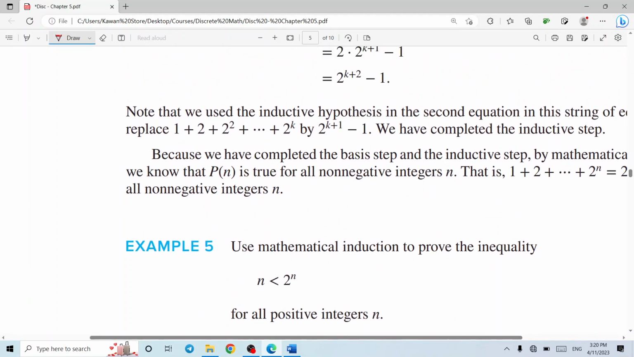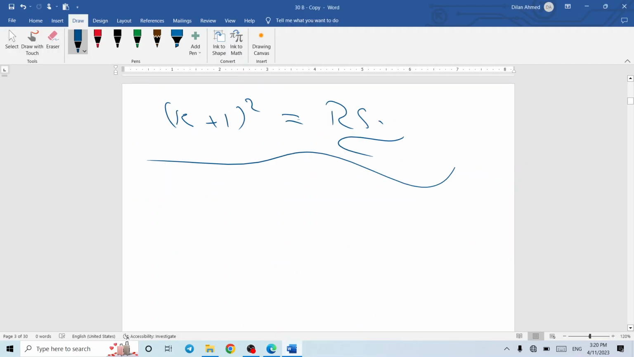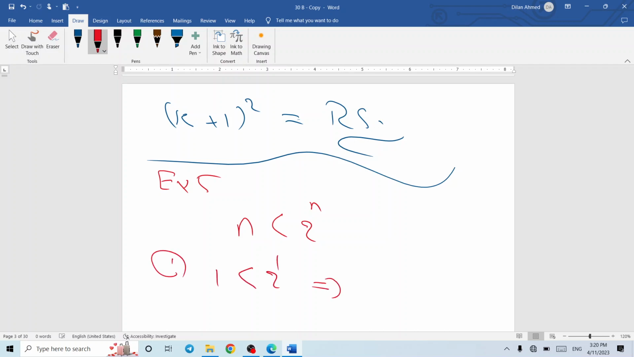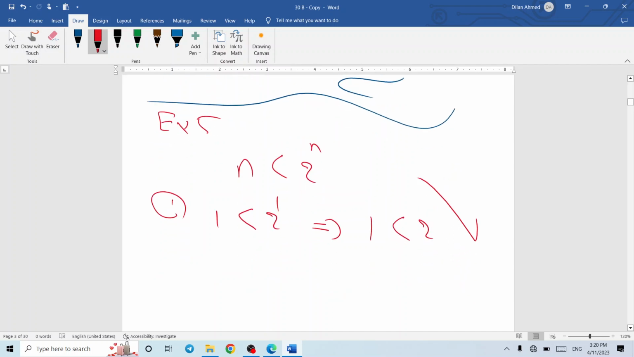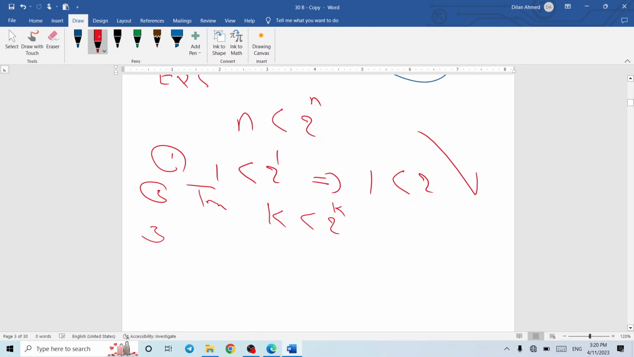Tell me how I solve this one. N to N. 4, 1. Okay? Easy. We say true for what? Okay? Good. Now, we need to show that k plus 1 is less than 2.